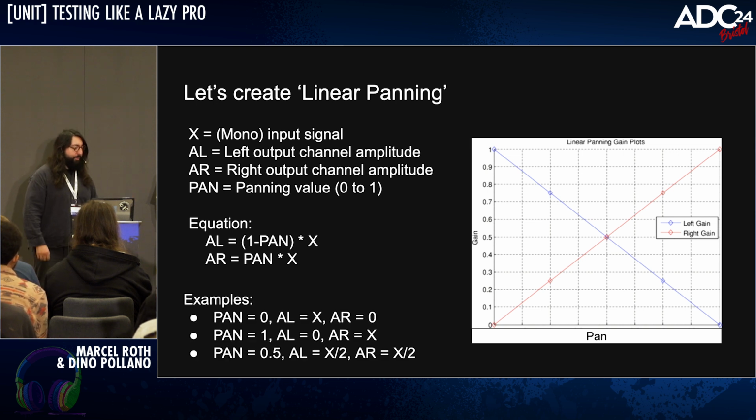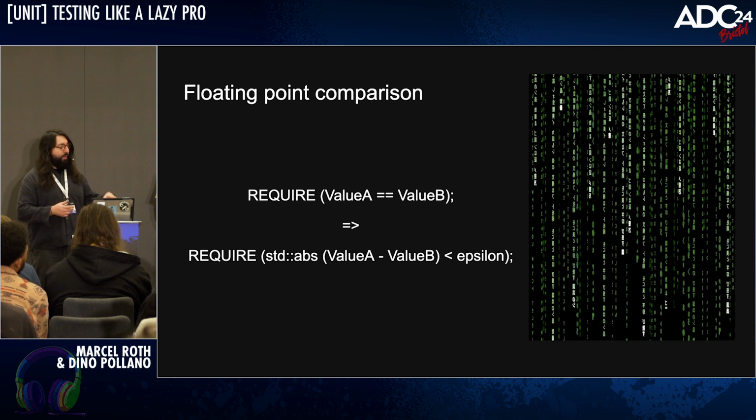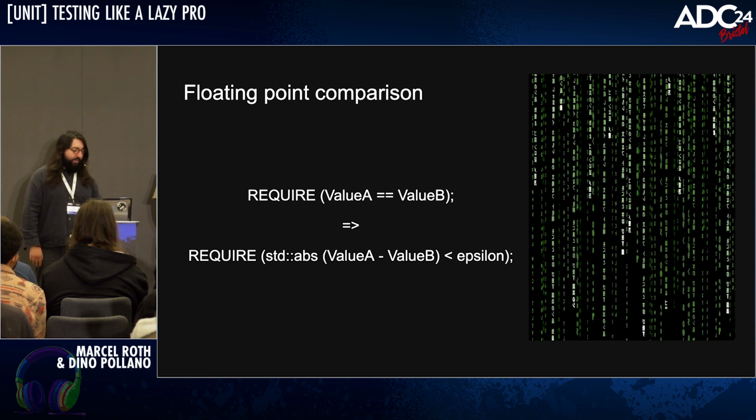A small thing on floating point comparison: we're not going to be doing equals, because if you're comparing float values, there's the precision thing and rounding errors. So here what we do is we get the absolute difference, and then that difference should be smaller than a given epsilon value. Read into it. It's great.